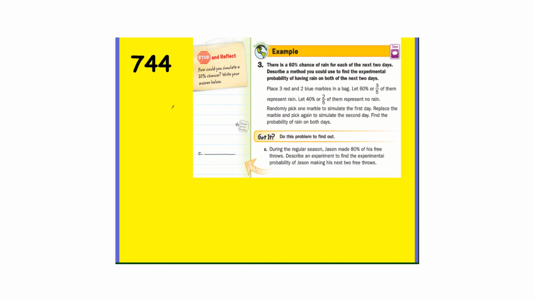So for example here, number 3. There's a 60% chance of rain for the next 2 days. Describe a method you could use to find the experimental probability of having it rain on both of the next 2 days. So 60%, maybe we're going to say 3 red and 2 blue marbles in a bag. That equals 60%. Because if there were 6 red and 4 blue, that's 6 out of 10. That's your 60%. So they're just saying 3 red and 2 blue, same thing, 60%.